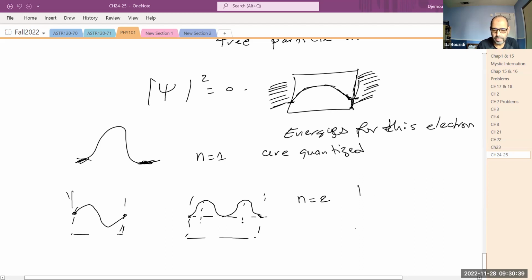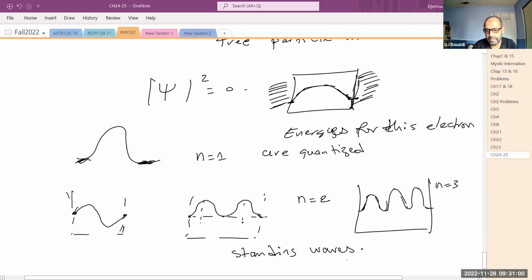For n equals 3, the electron will have 1, 2, and 3 peaks. This looks like standing waves. So this is n equals 3, by the way. This is like standing waves.